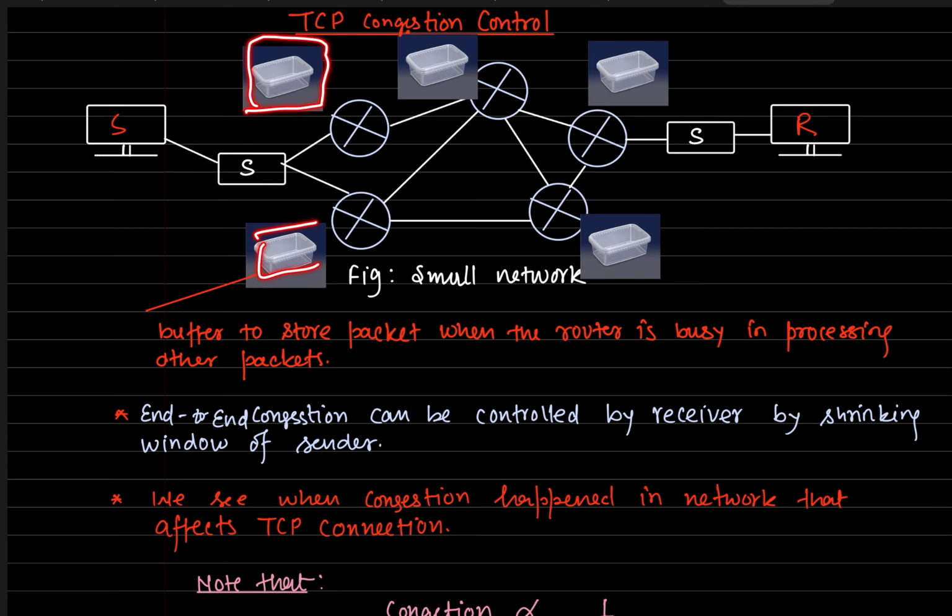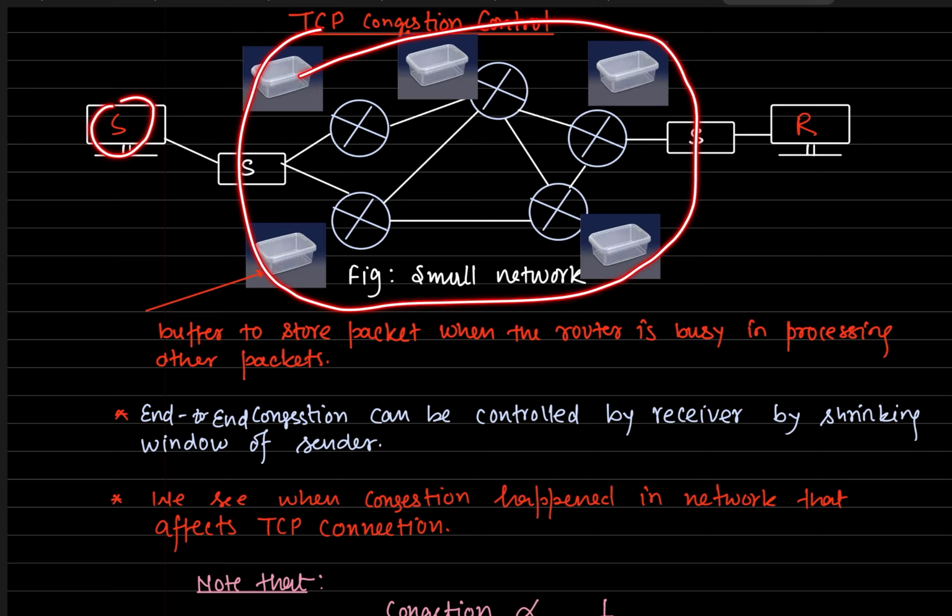You can see here I have made the buffer corresponding to each router interface. While a packet is being transferred and the router is not free, the router keeps the packets in the buffer. When the router is free, it picks a packet from the buffer and transfers it to the next router.